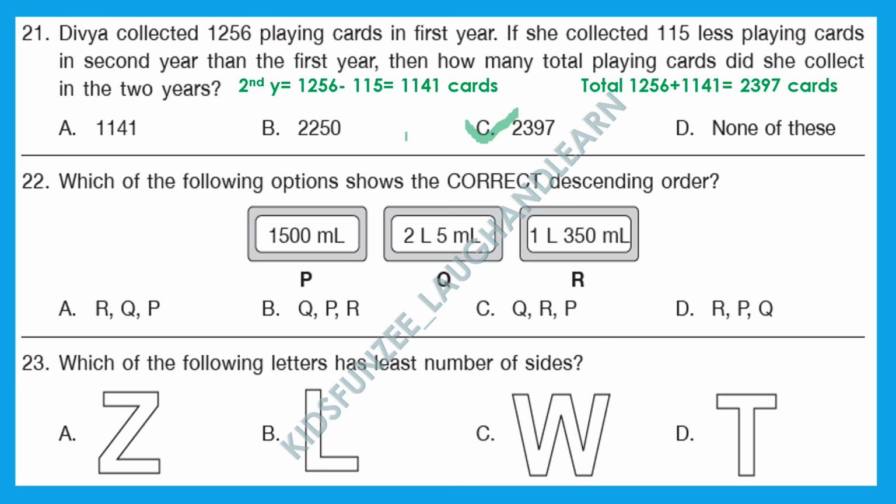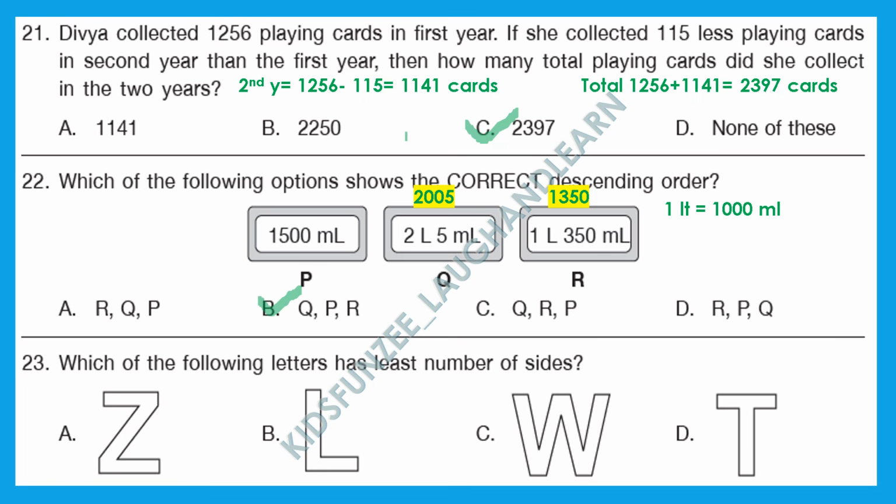Question 22. Which of the following options shows the correct descending order? Descending order is the decreasing order. The highest value number first and the lowest value number at the last. So P is 1500 ml, Q is 2 liter 5 ml. Now here we have to convert everything in ml because these units need to be same to put it into an order. So Q is 2 liter 5 ml, 1 liter is equal to 1000 ml and 2 liter is equal to 2000 ml. So Q is actually 2005 ml. Same way R is 1350 ml. Now let's do the descending order, and the descending order is going to be QPR because Q has the highest value and R has the smallest value.